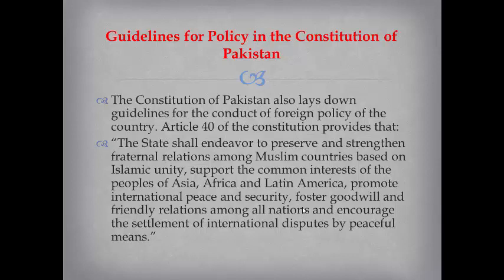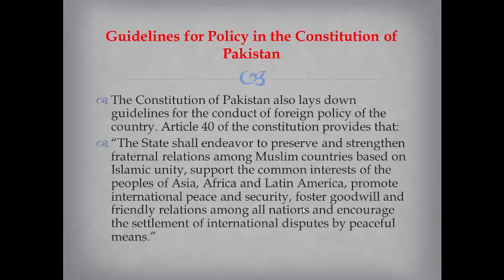Like Article 40 of the Constitution provides that the state shall endeavor to preserve and strengthen fraternal relations among all Muslim countries based on Islamic unity, support the common interests of the people of Asia, Africa, and Latin America, promote international peace and security, foster goodwill and friendly relations among all nations, and encourage the settlement of international disputes by peaceful means.